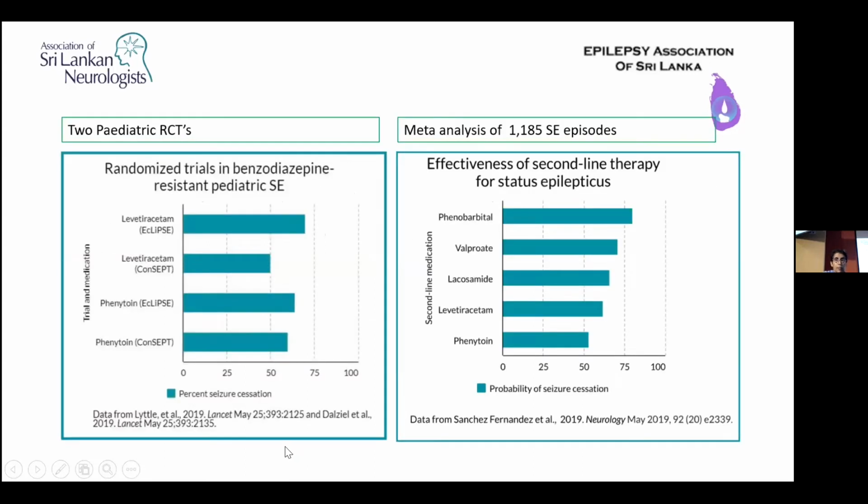Right? So look at the meta-analysis in the second square. Effectiveness of second-line therapy for status epilepticus. So phenobarbital comes on top. As you know, at higher doses it can even be used as an anesthetic agent, followed by valproate, lacosamide, levetiracetam, and phenytoin comes out last in the competition. Right? So there was a time that people were saying phenytoin is the superior medication, but now the new data is showing us it might not actually be so.